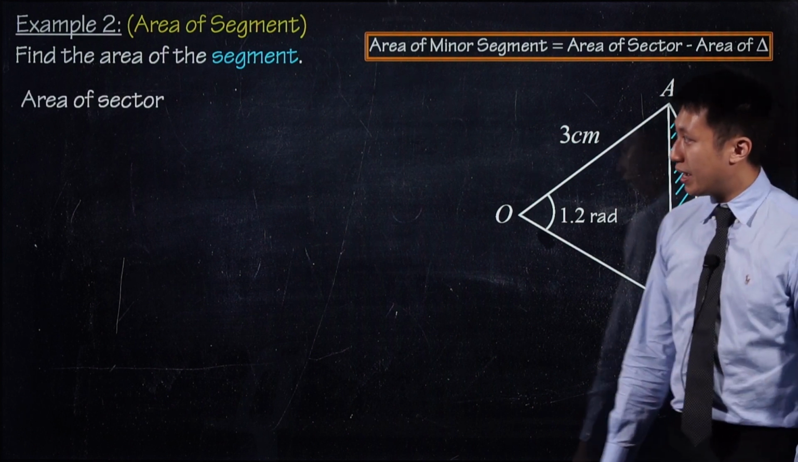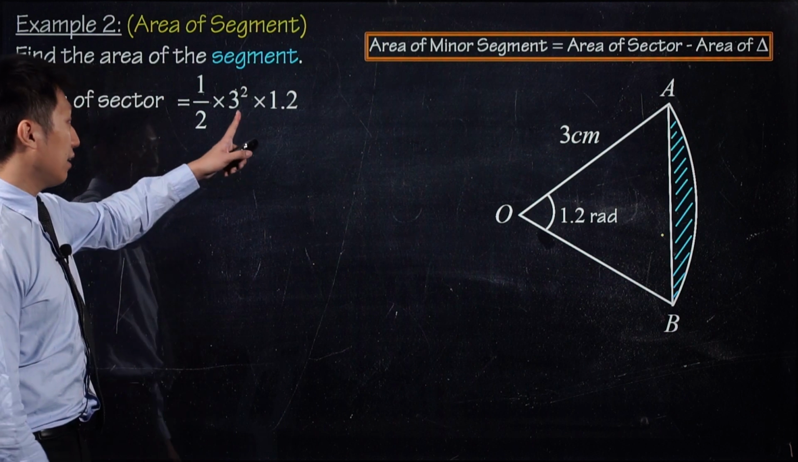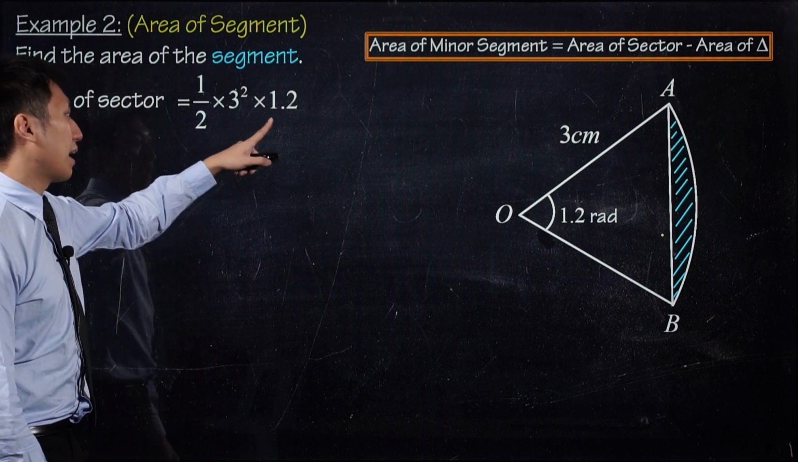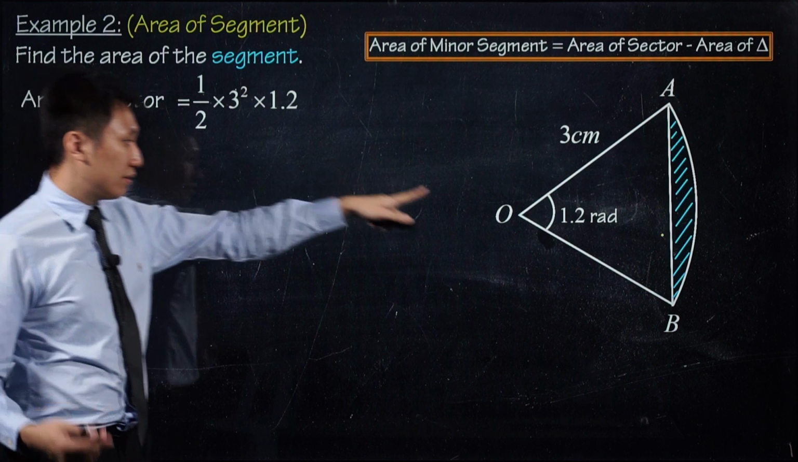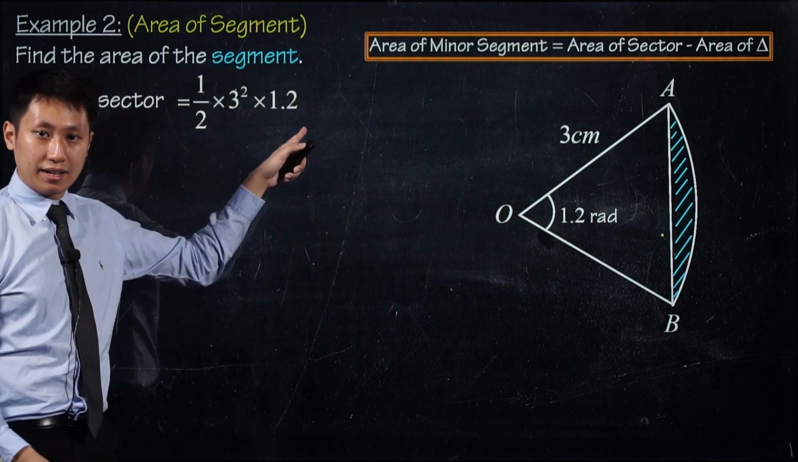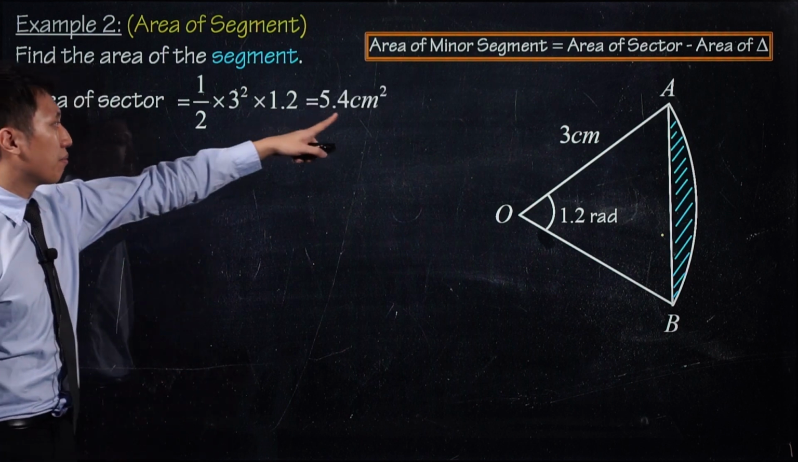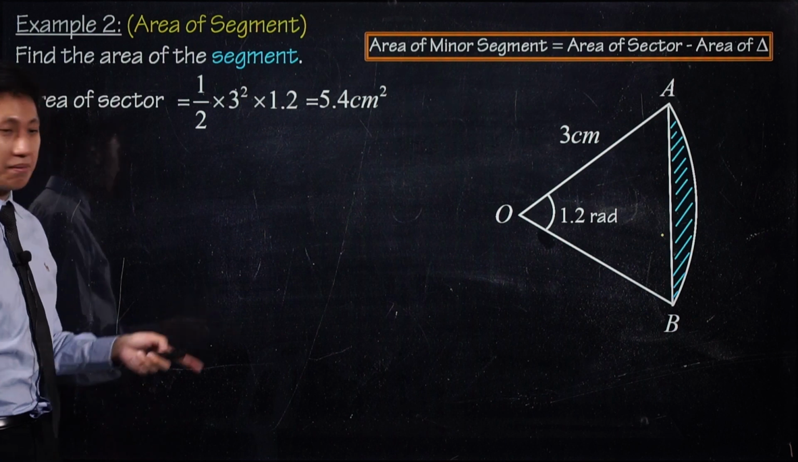Okay, let's do it. The area of the sector is given by half, then r squared, then times the angle in radians, half r squared theta. That's the thing that you are quite familiar with already. The answer is 5.4 cm squared.